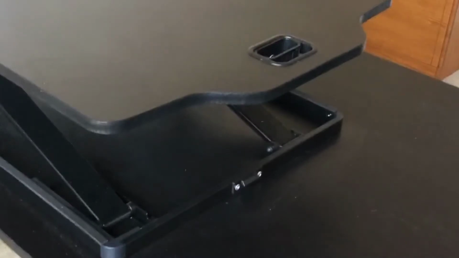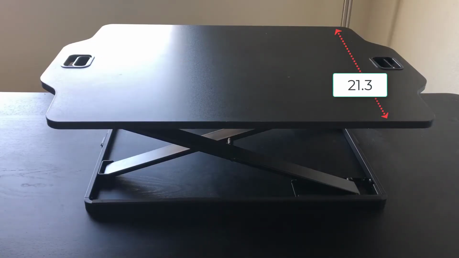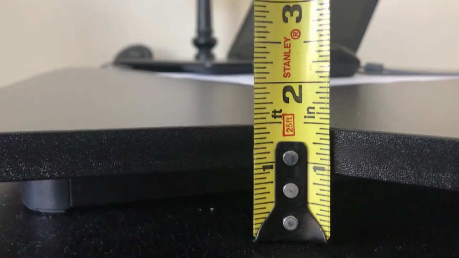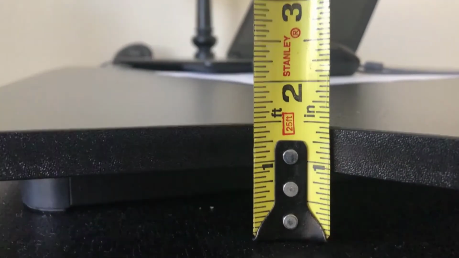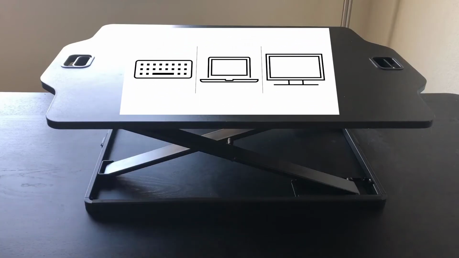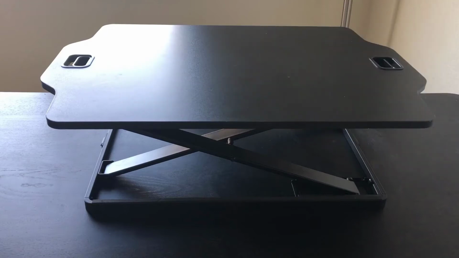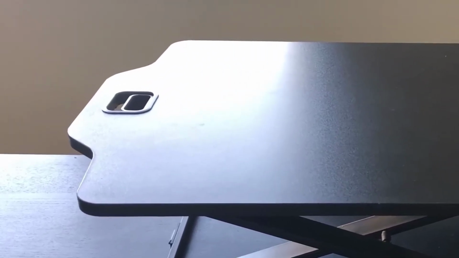The working space on the desktop unit is 27 inches by 21.3 inches, so it provides ample room for most laptop and monitor setups. At its collapsed height, it will be about a 1.5 inch increase from your desk. It can also hold up to 22 pounds, so having a monitor, laptop, and keyboard combination shouldn't be out of the question. With the handles, it does measure to 32 inches in width, and the top is a laminate board with a sleek matte design.